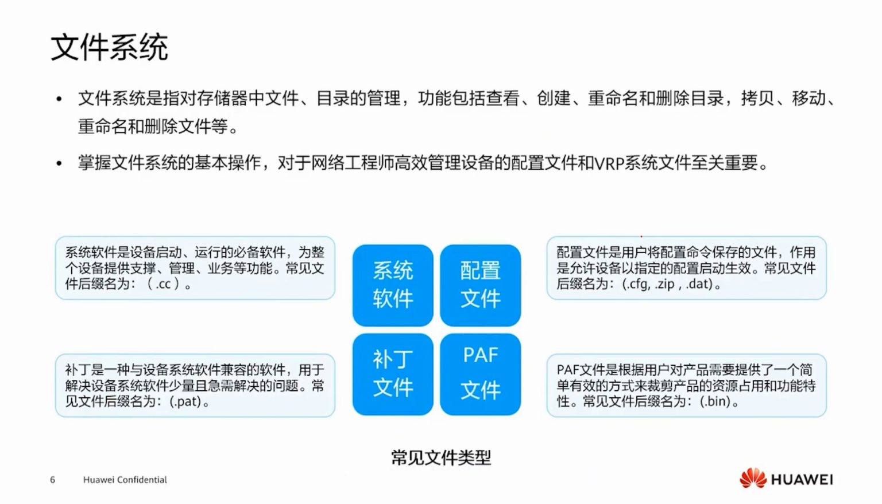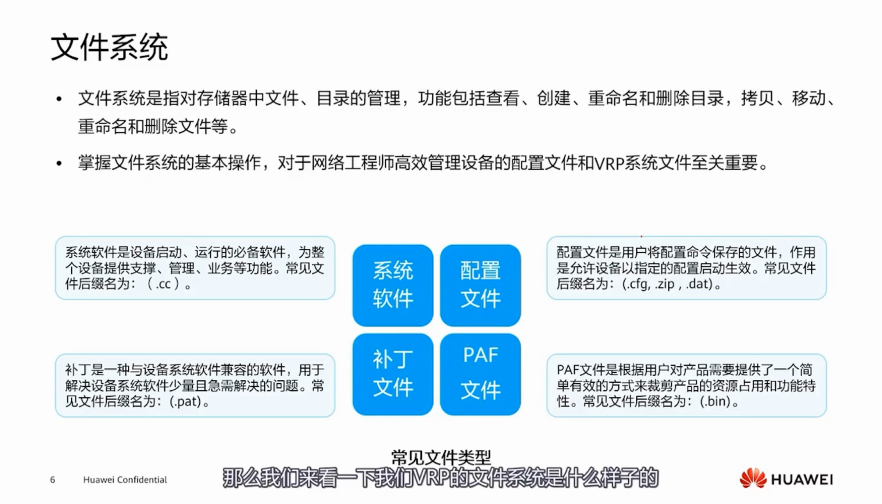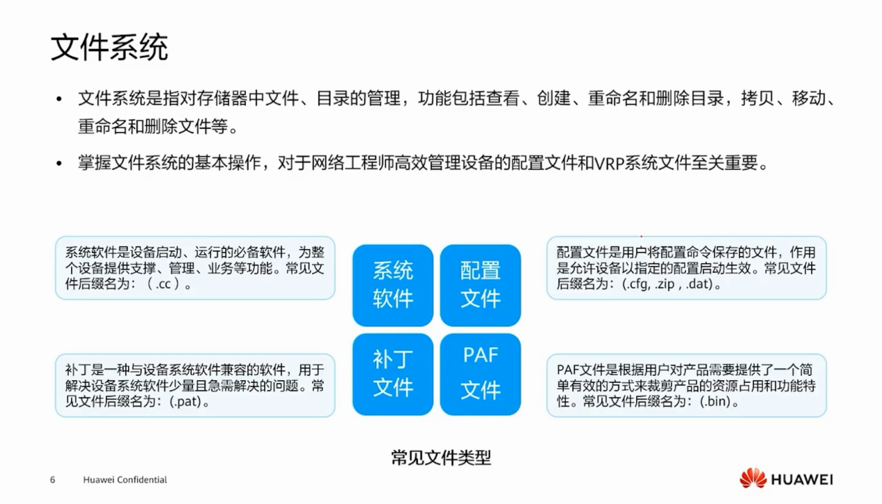Let's take a look now. What does the VRP file system look like? Our VRP file system is divided into four parts: system software, configuration files, patch files, and PAF files. Let's take a look at them one by one.